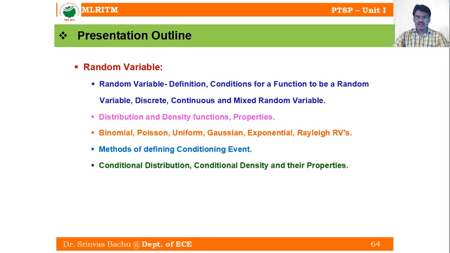Now in this part B, apart from the classification of the random variables, we will see the distribution and density of the random variables, and we will discuss the different types of random variables, their density and distributions: binomial, Poisson, uniform, Gaussian, exponential, and Rayleigh random variable. And we will define a conditional event, methods of defining a conditioning event. So what is the conditional distribution and density, and their properties. This is part B of unit 1. Today we will discuss only the random variable, the conditions and types of random variables.